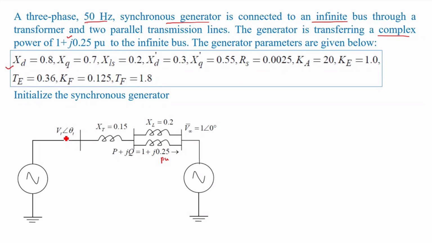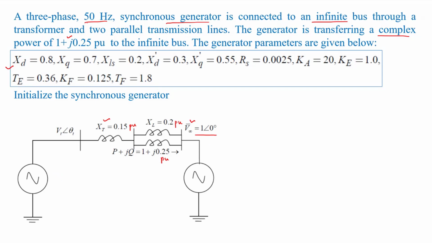The terminal voltage is represented as Vt angle theta t. Xt is the transformer reactance, in per unit, and the reactance of the transmission line is also given. V infinity is the voltage of the infinite bus, which is considered here as the reference bus. Therefore, it is taken as 1 per unit magnitude and 0 degree angle.